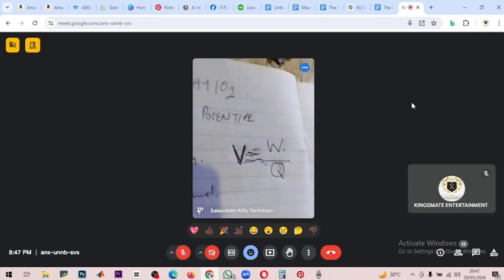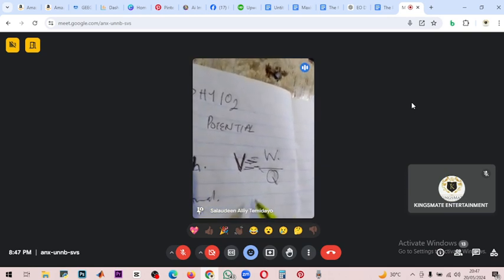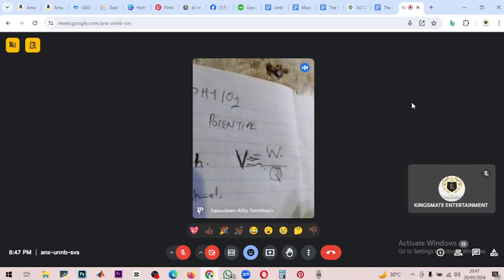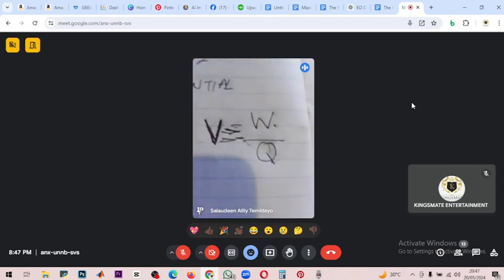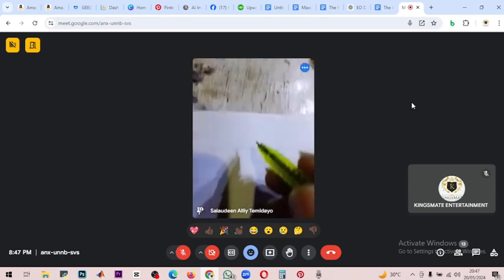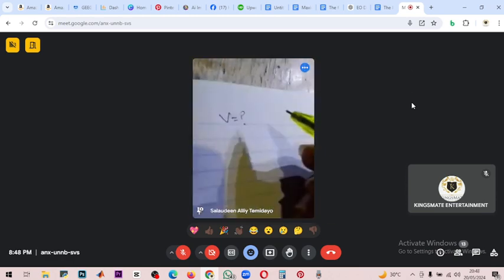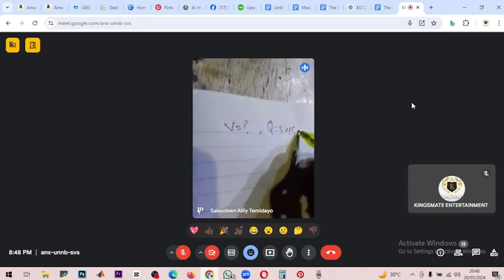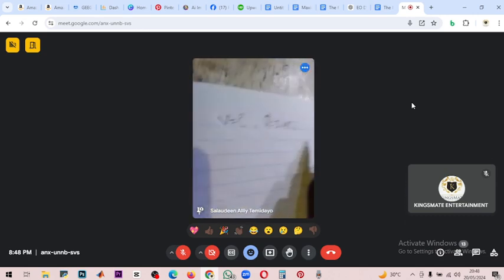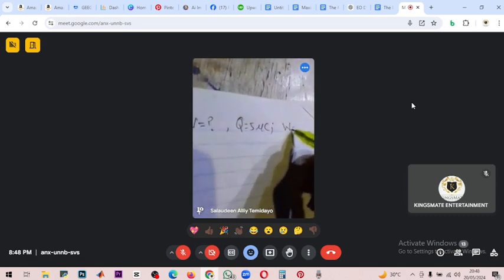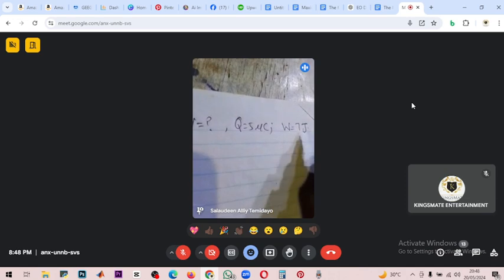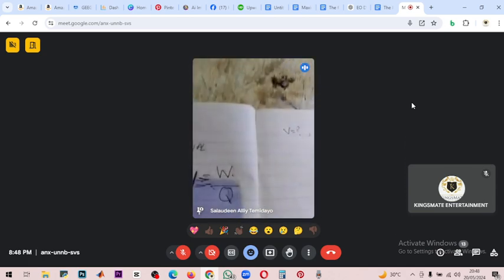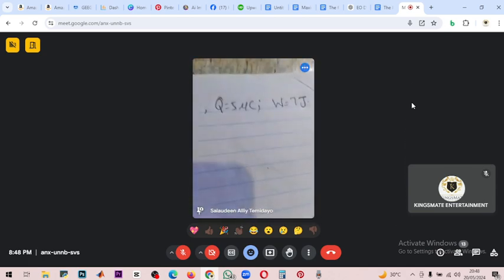Let's say, what is the electric potential of a body with a charge of 5 microcoulombs that moves with an energy of 7 joules? I've given the formula here: V equals W over Q. Anyone with the answer, solve it and tell me. The formula is given already, and tell me the units too. I'm waiting for you.